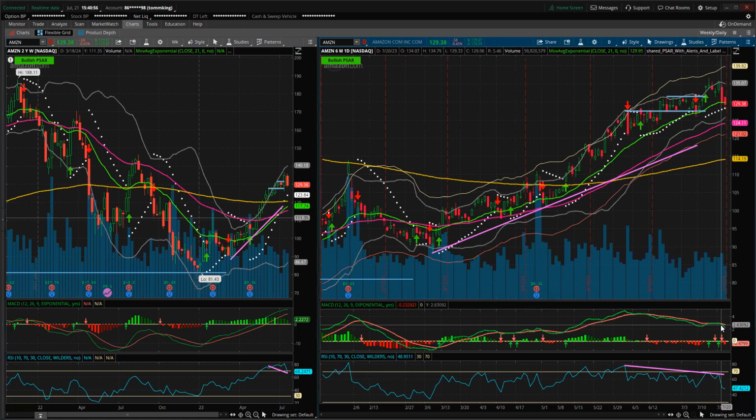this start to move lower on the MACD, the actual signal lines. But I'm looking up here. We are really close to tagging that PSAR bullish dot. We actually came down, almost touched it on the day. If we hit this dot, we're going to reverse and get a bearish PSAR signal. Now we start to take a look.